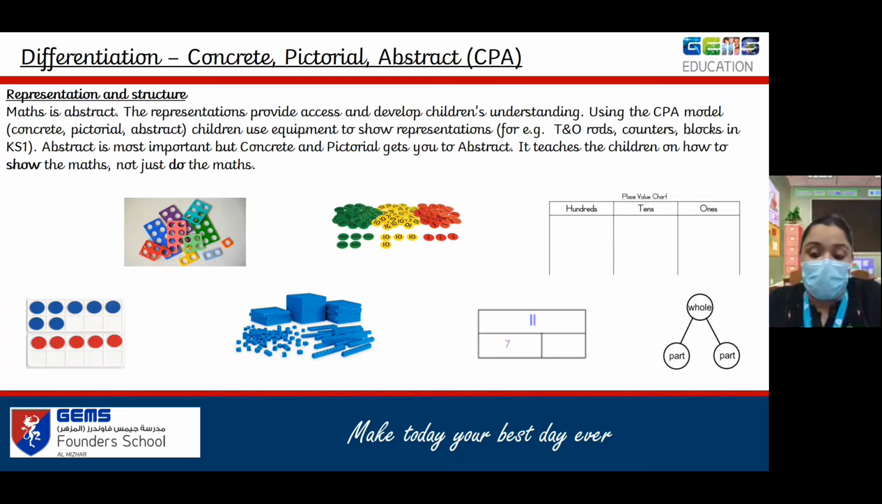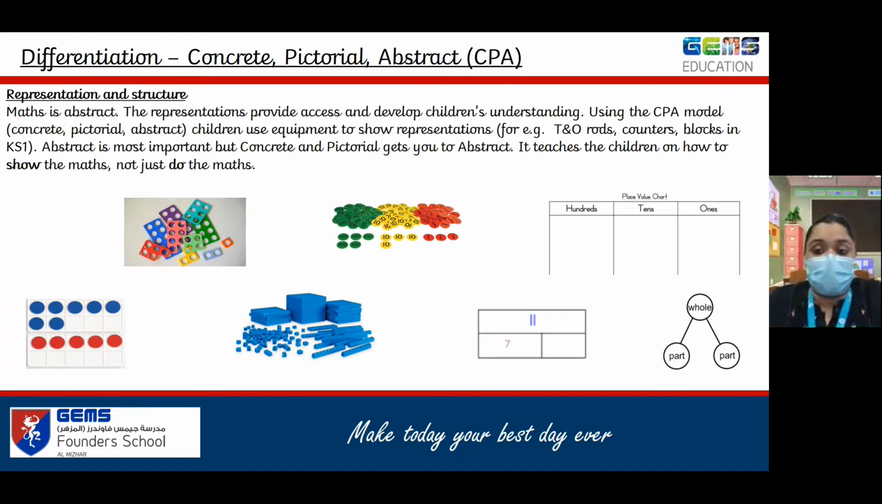They use these to show the representations of different numbers. If we learn money, for example, in this term we are going to start to learn money in year 2. If the teachers are teaching children money, they will hand over the currencies to the children, like notes and coins. And that's how we will get the children to learn about the UK currency, about the pounds and the pence.